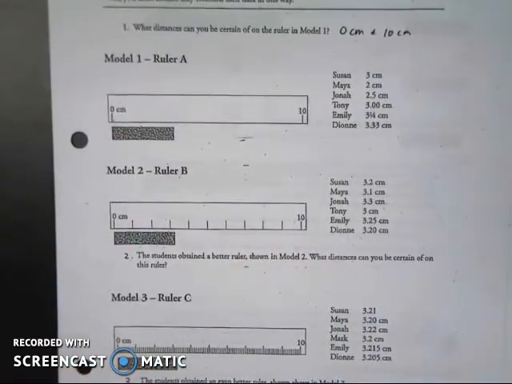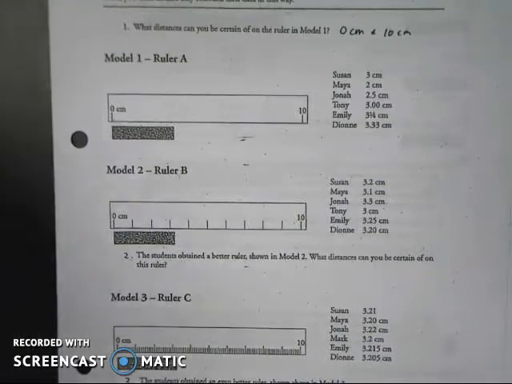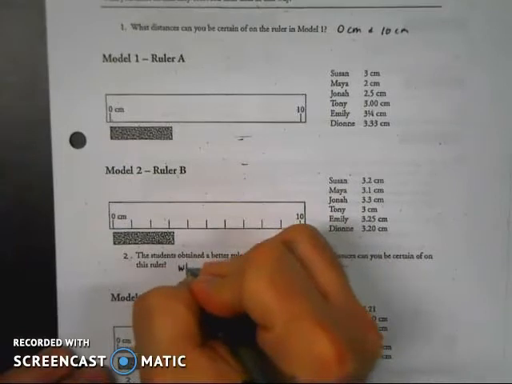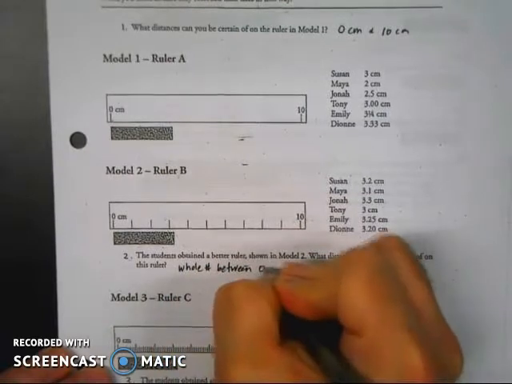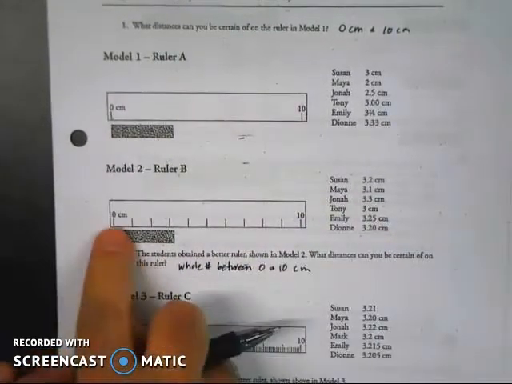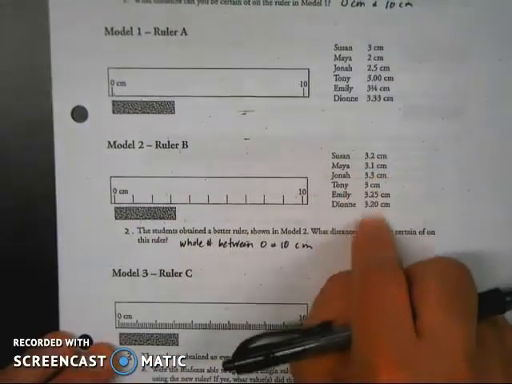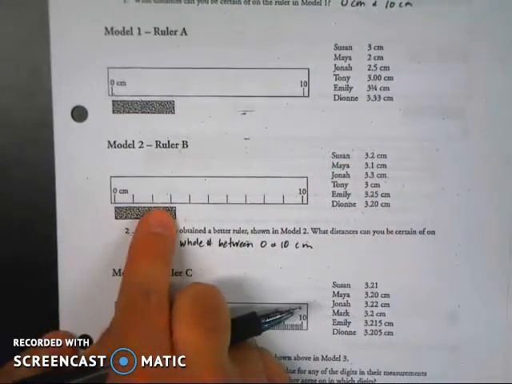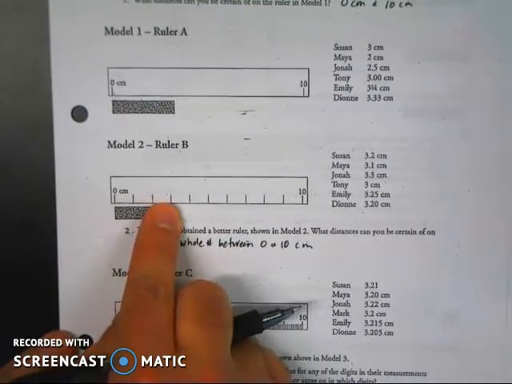For model number 2, we have a little bit better of a ruler. With this, what measurement could we be certain of in this one? Well, any whole numbers between 0 and 10 centimeters. These are marked off in ones. So the only measurement that we could be certain of is the 3 in all of these because we know that it is a little bit past 3. We can't be certain it's 3 point what, but we can be certain that it's at least 3.